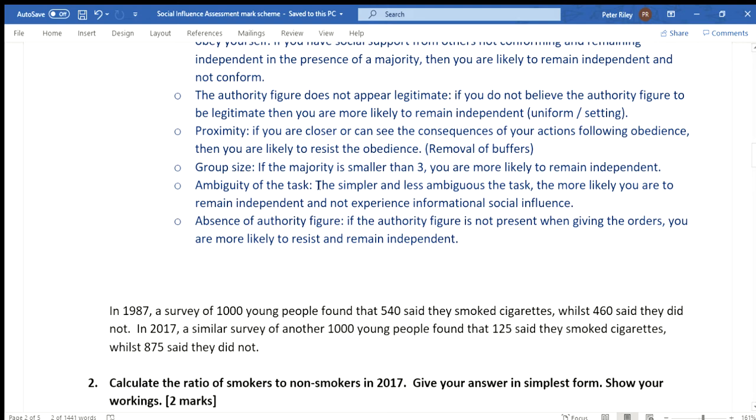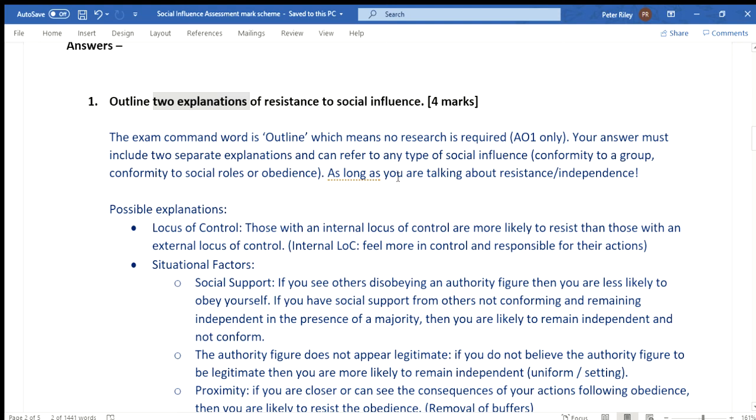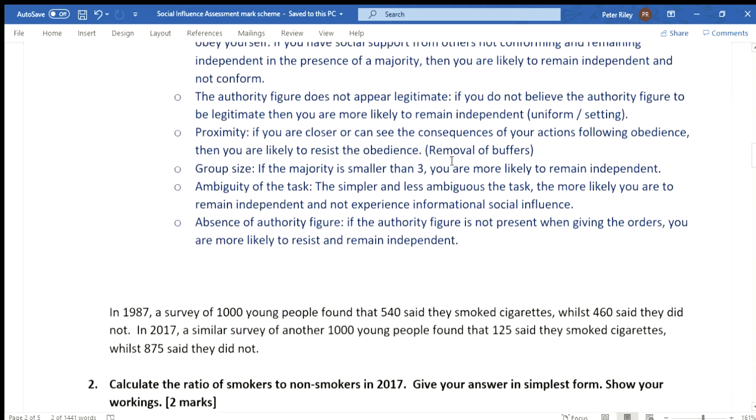The ambiguity of the task, so if the task is more simple and less ambiguous, like Solomon Asch's just the first variation of lines, then you're more likely to remain independent, because we know as the task becomes more difficult, you're more likely to experience informational social influence. And the absence of the authority figure, if you refer to people more likely to resist social influence or the pressure to obey, if the authority figure is not present, then again you can score 2 marks. So chances are your answers will be full mark answers for that question. It's a nice easy one to start us off, nice easy one to get full marks on.